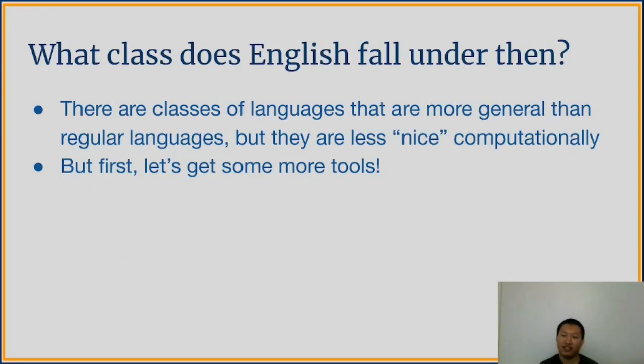So, if English is not regular, what is it then? What class does English fall under? The idea is that there are classes of language that are more general than regular languages, but they're less nice, so to speak. They're more complex computationally. But first, we need some more tools.